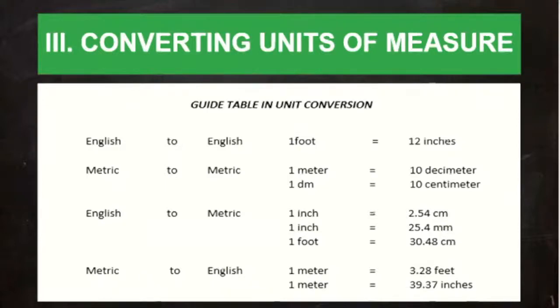1 foot is equal to 30.48 centimeters. Metric to English. 1 meter is equivalent to 3.28 feet. 1 meter is equivalent to 39.37 inches.